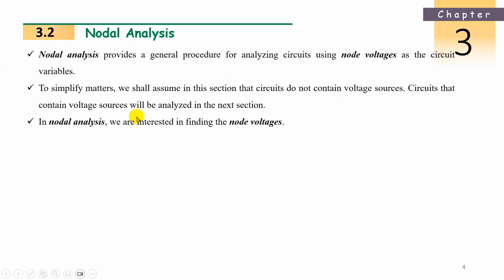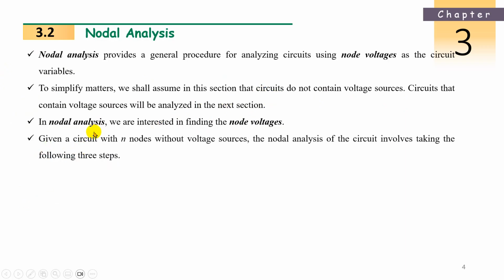Okay, in node analysis, we are interested in finding the node voltages only. Given a circuit with n nodes, generally any circuit, how many nodes will be there? N nodes. In that, one node will act as a reference node, or zero node, or zero voltage node. By default, in the question itself, we will give which is the reference node or the ground node. That zero node is also called the ground node, reference node, or zero voltage node, where the voltage value is zero.